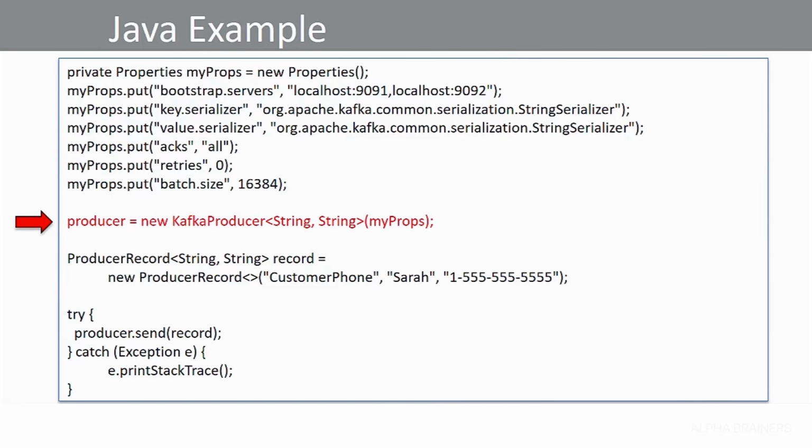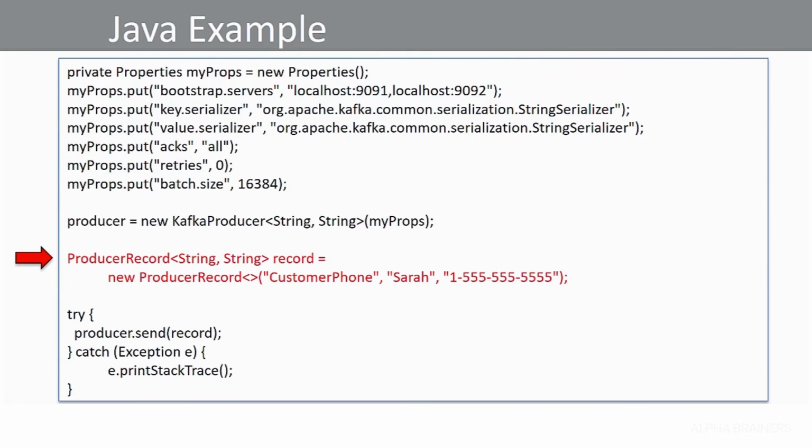And you will use different techniques to create the records, but essentially the code is going to look like this. You'll create a producer record, and the producer record will be based upon the new method, and we'll pass in some values. Like you see, customer phone, Sarah, 155555555. Those are the bits of information we need to use to create the record itself.